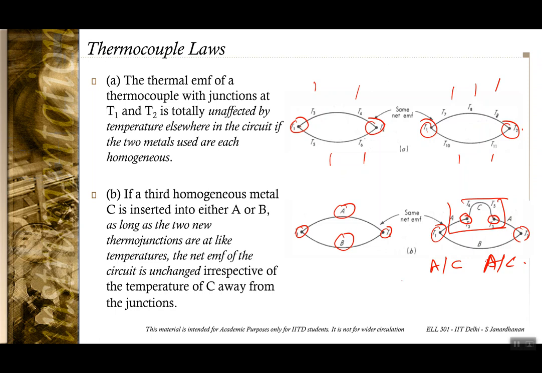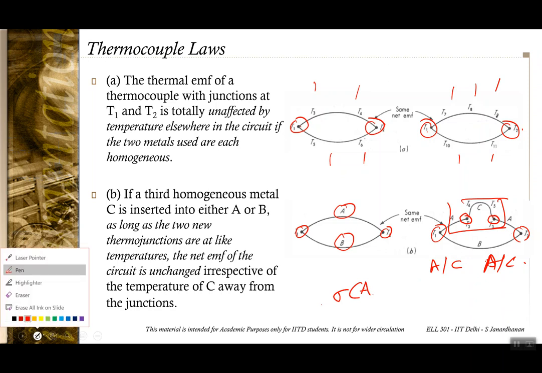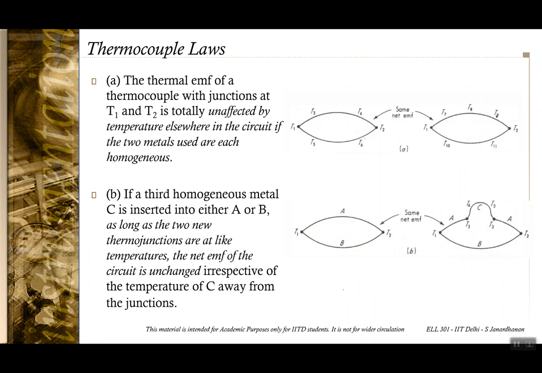So you can say that the net EMF in the first case is sigma A of T1, T2 minus sigma B of T1, T2.